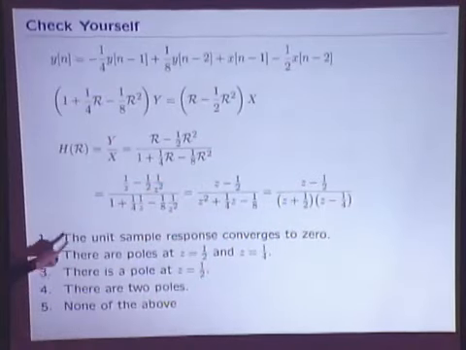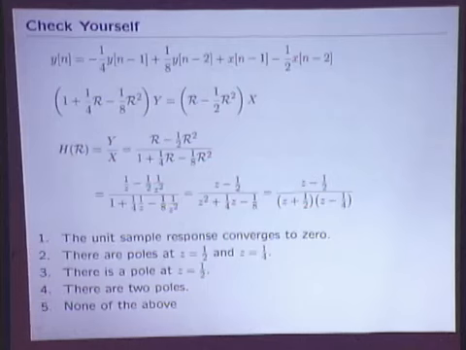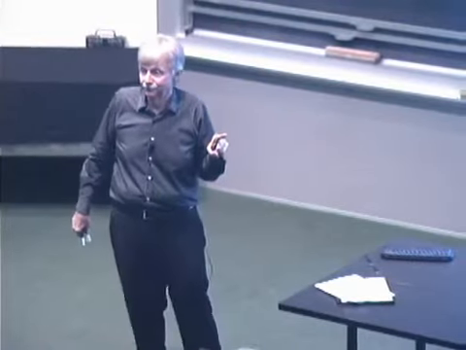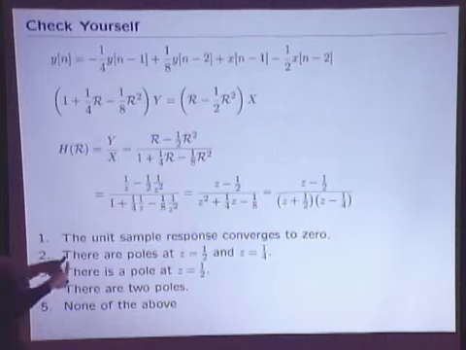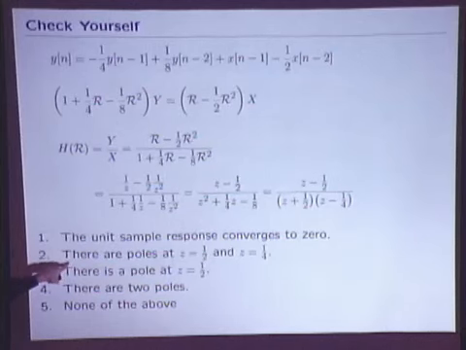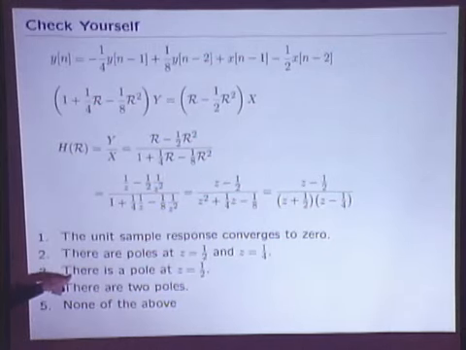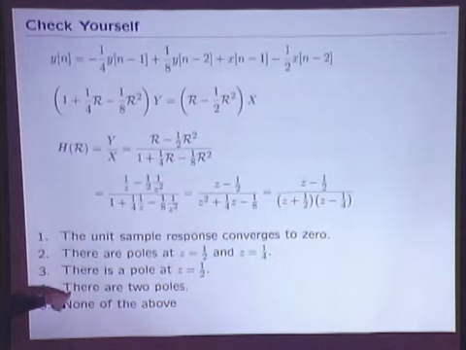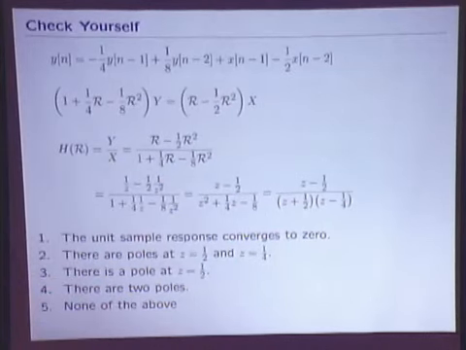So does the unit sample response converge to 0? Unit sample responses are going to be the sum of two pieces from the partial fraction argument, and so it will depend on the positions of the poles. Both poles are inside the unit circle. Both poles have magnitude less than 1. Therefore, they converge. Therefore, the first one's right. Poles are at 1/2 and 1/4, obviously wrong, right? There are two poles. None of the above, obviously wrong. Okay, so the answer is 2.